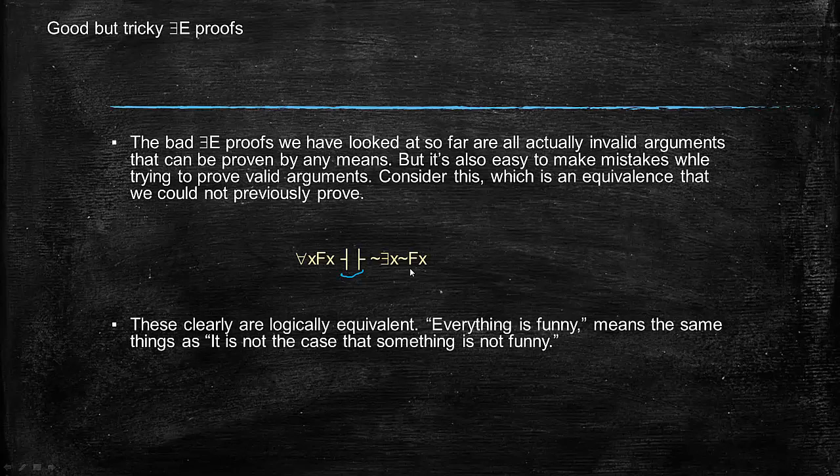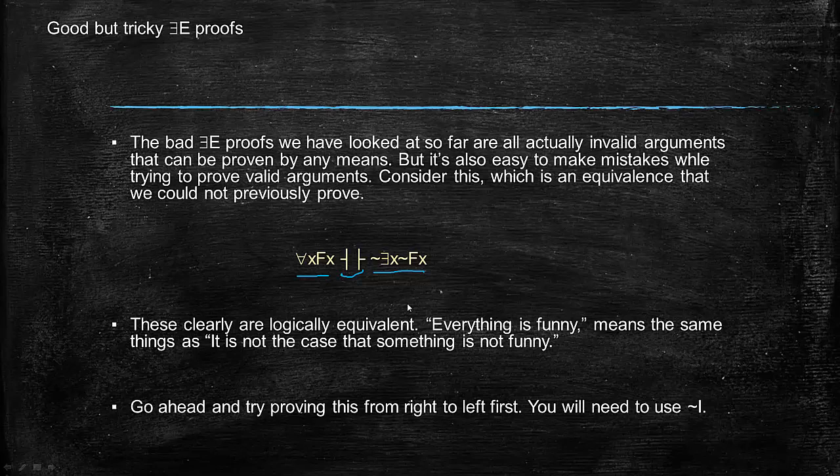The first proposition says something like, everything is funny. And the second proposition says something like, it is not the case that something is not funny. So everything is funny really does mean that. Everything is funny means there is nothing that's not funny. So we should be able to prove these in both directions. So let's give it a try. You should try this. You can do this. So don't just watch this, really struggle with this so that you can figure out what sort of problem you come up with, and maybe you won't even experience one.